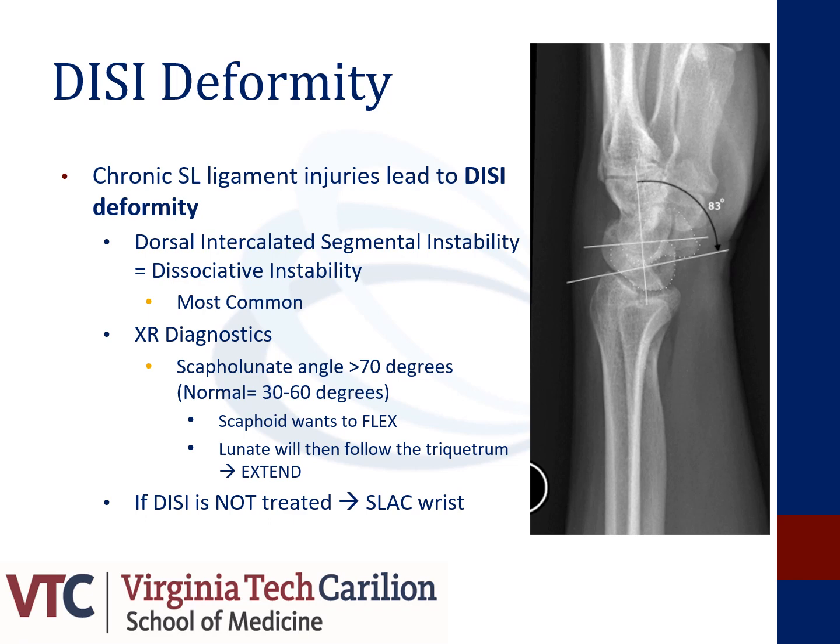That is identified on the lateral x-ray, and what you're looking for is the scapholunate angle. And so you put a line down the axis of the lunate and a line down the axis of the scaphoid and measure it as depicted here. If it is greater than 70 degrees, that is indicative of a DISI deformity. Remember that when the SL ligament is injured, the scaphoid naturally wants to flex. It will do so. That leaves the lunate connected to the triquetrum, and the lunate will follow the triquetrum and extend. If a DISI deformity is not treated, it can go on and progress to a SLAC wrist.